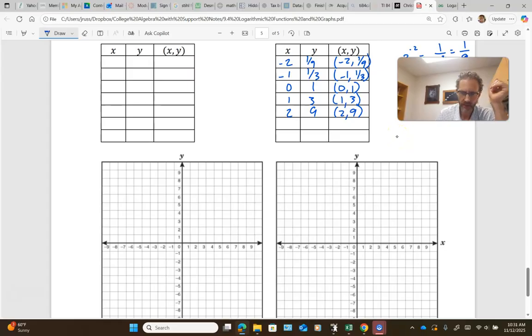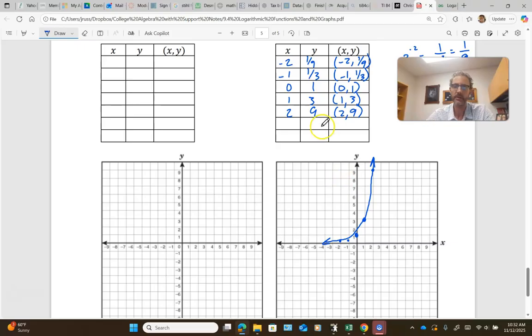Okay. And I'm going to go ahead and plot these ordered pairs. -2, 1/9 is just a little bit above the x-axis. -1, 1/3 is a third of the way up. 0, 1, that's where this function crosses the y-axis. And then we've got 1, 3, and 2, 9. Okay? And so we get that basic exponential curve, don't we? And this is an increasing function because the base is 3.